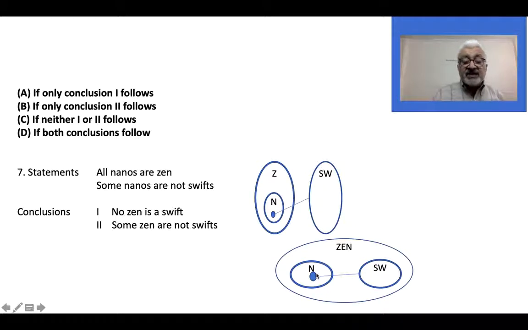Same thing we can see here also. In fact, here we see that the entire nano is inside Zen, and this little part also is a part of Zen. And if this part cannot meet Swift, then this part of Zen can also not meet Swift. Hence, the second statement is true, but the first statement is not true. Therefore, your answer has to be B.